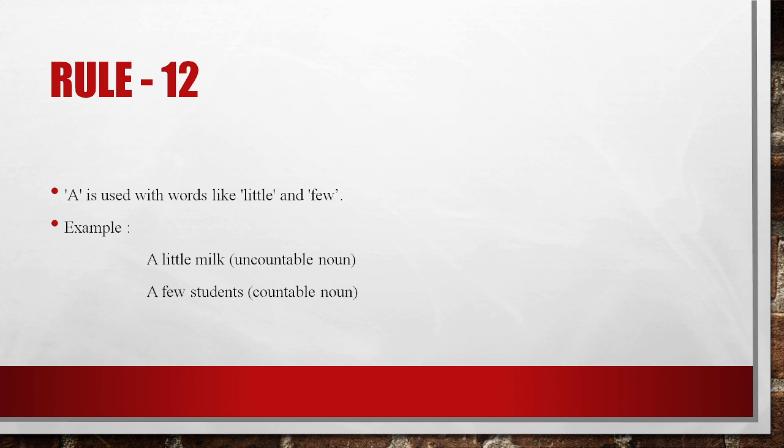Rule 12. A is used with words like little and few. A little milk, uncountable noun. A few students, countable noun. When it is uncountable, we can make use of the article a little. And when it is a countable noun, we can make use of the article a few.